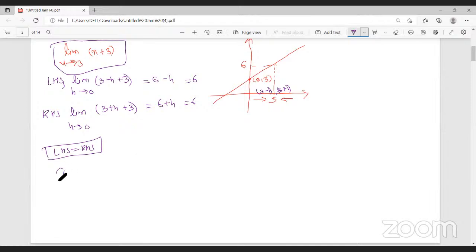Just one thing I'm telling: if there is a polynomial expression, we can check this value on the y-axis. If I put the value 3, we get the output of the function as 6 on the y-axis. So we are checking whether, after putting the value 3, we get 6 from the left hand side or right hand side on the y-axis or not.